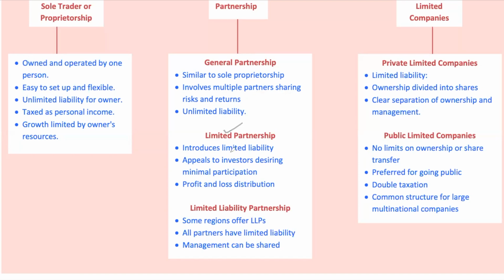Limited partnership, LP. This structure includes general partners with unlimited liability and limited partners with liability capped at their investment. LPs don't manage daily operations but enjoy pass-through taxation. It's a mix of investment with limited risk. Limited liability partnership, LLP. In LLPs, all partners have limited liability. It's common in professional fields like accounting and law, where regulations can restrict partner numbers and investments.